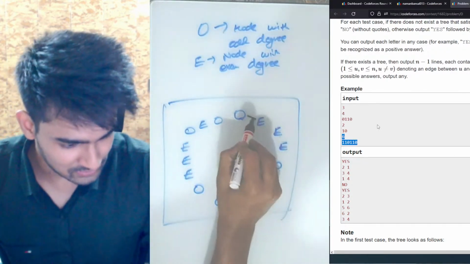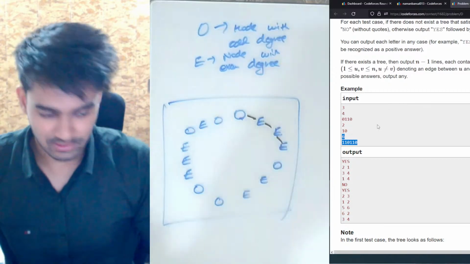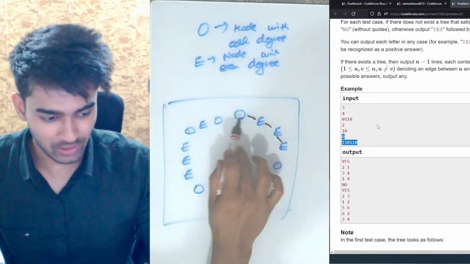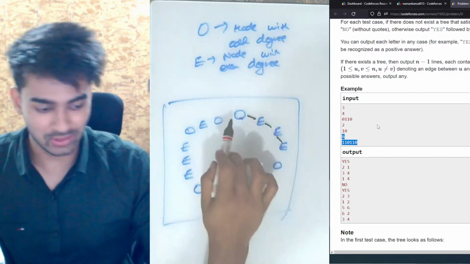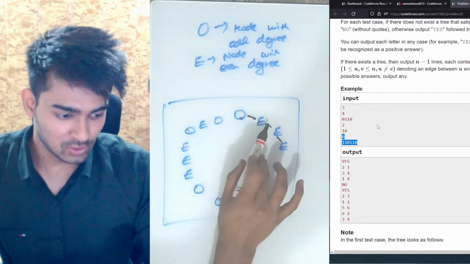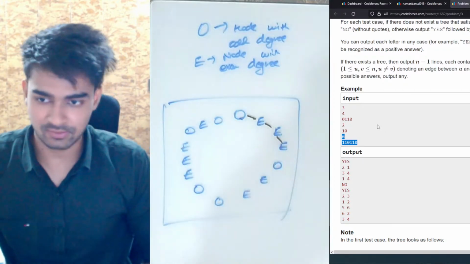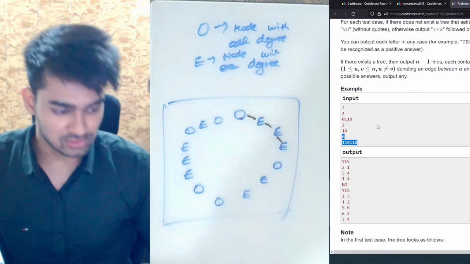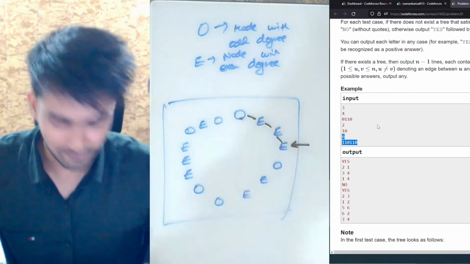So connect this, connect this, connect this. Now if you see, this odd is satisfied. It has one end degree and it wanted only odd end degree, so this is satisfied. This even has 2 end degree, so this is also satisfied. This even also has a 2 end degree, so this is also satisfied. Only this value is left.